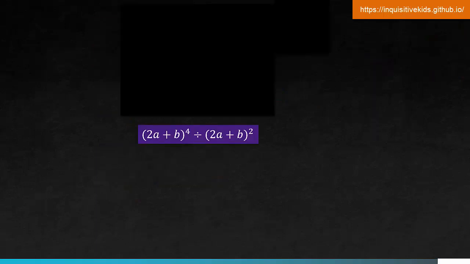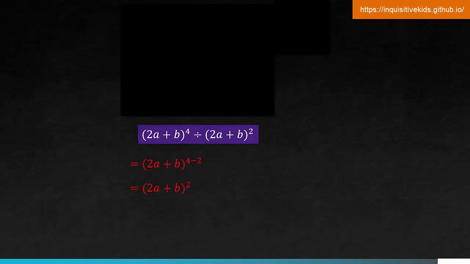And then we have the second problem. This is not that hard. You can still look at the base as the same. So they're still like bases, except that their base is an entire expression. Just look at it as a whole. So we are left with 2a plus b to the second power. And now what do we do?